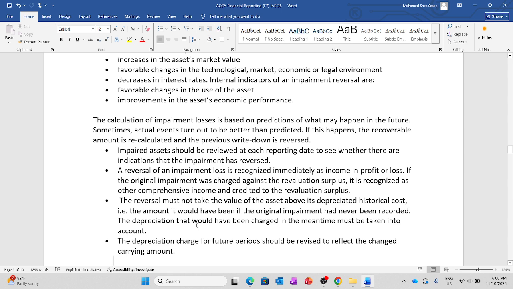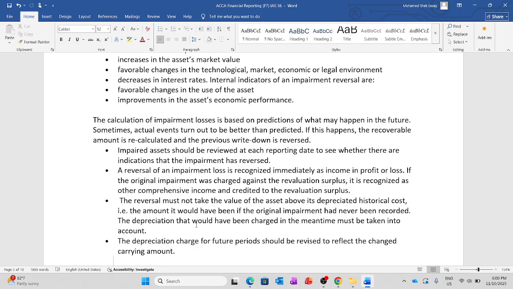A reversal of impairment losses is recognized immediately as income in profit or loss. If the original impairment was charged against the revaluation surplus, it's recognized as other comprehensive income and credited to the revaluation reserve. Simple to correct the situation. The reversal must not take the value of the asset above... Very, very important concept for you to know. So all of these bullet points you need to know, as it will be tested in the examination hall within the multiple choice questions. Very clear point you need to know.